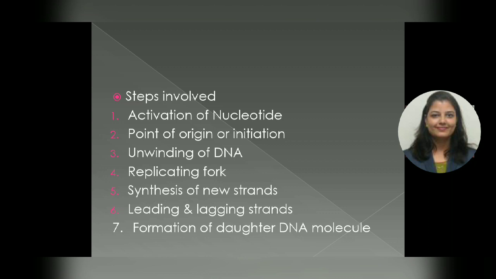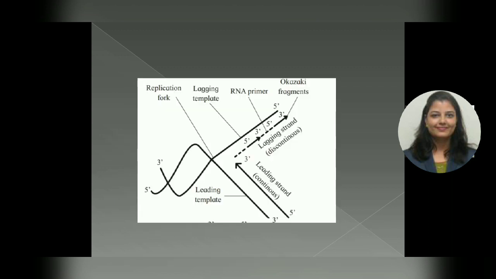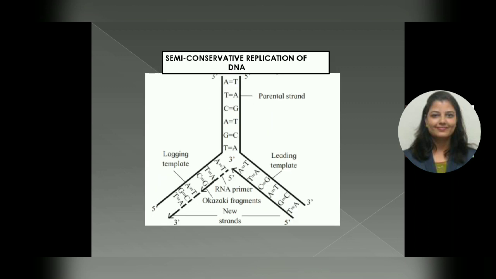So you can say that the 50% contribution is by the mother DNA, hence it is known as semi-conservative replication of the DNA. Here in this picture you can see that unwinding happens. After unwinding, the strands become a Y shape, then the lagging strand and RNA primer, and then Okazaki fragments are formed. It starts from the 3' end and ends at the 5' end.